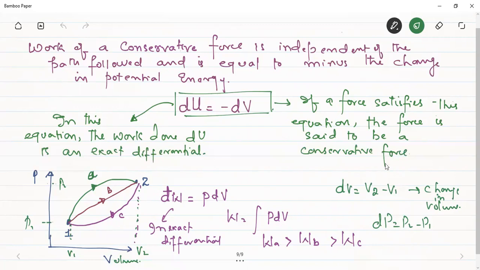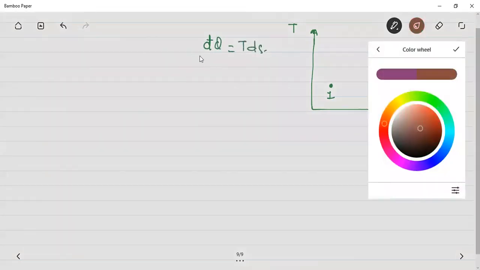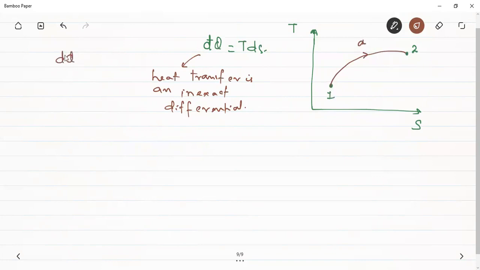Similarly, if you remember the heat transfer during a process, suppose process 1 to 2, the heat transfer is given by the area under the temperature-entropy curve, and this dQ is equal to TdS. Again, this heat transfer is an inexact differential, because the heat transfer will be different for different paths. For this path A, the net heat transfer will be equal to the integral of TdS, given by the area under this temperature-entropy plot.